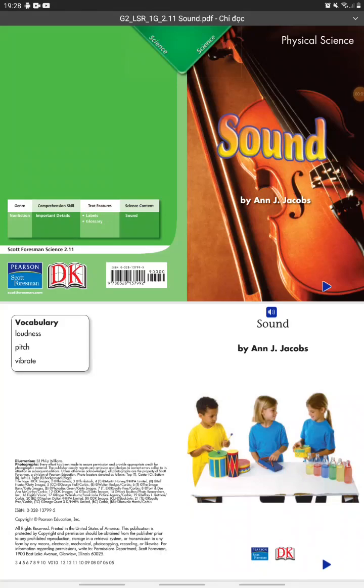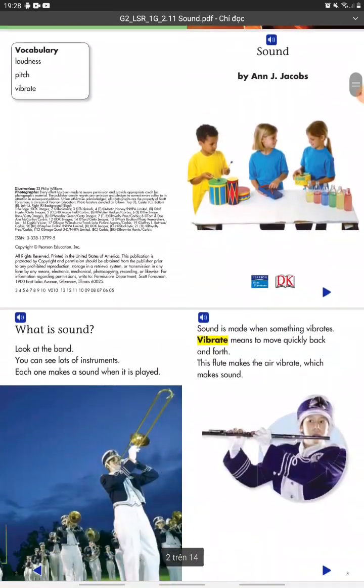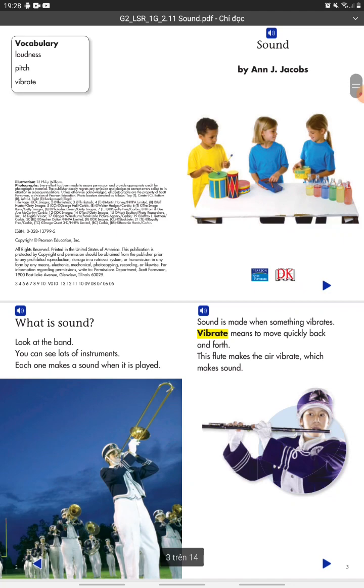Today, I'm going to read about sounds by Anne J. Jacobs. Journal, nonfiction, comprehension skills, important details, text features, labels, glossary, science content, sounds. Alright, so in this book, we'll only talk about sounds. And if you look at the glossary, you can see that it contains fewer words, only three words: loudness, pitch, and vibrate.